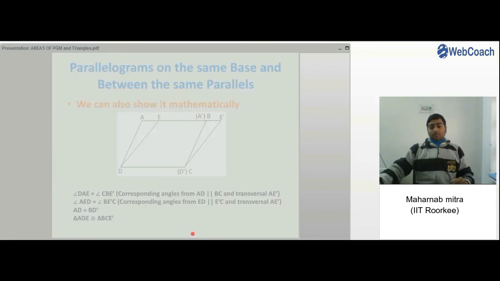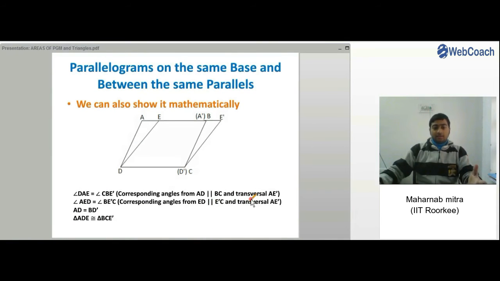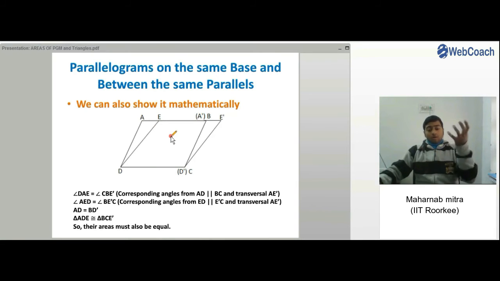So you can easily say triangle ADE is congruent to triangle BCE, or this triangle is congruent to this triangle, right? So both of their areas must be the same, right? Their areas must also be equal. So if their areas are equal, we can add the individual parts with the central part and show that the summation is always equal, or the areas of both the parallelogram, the old one and the new one, are the same.